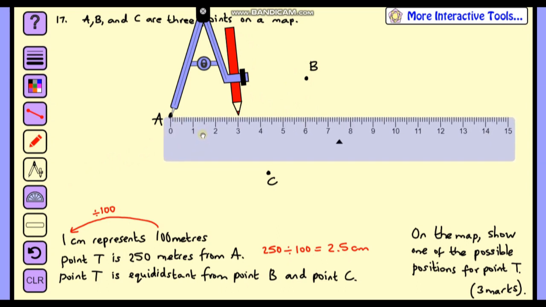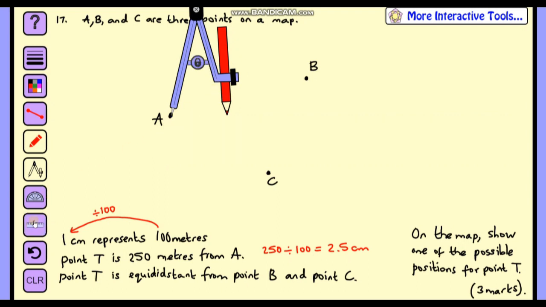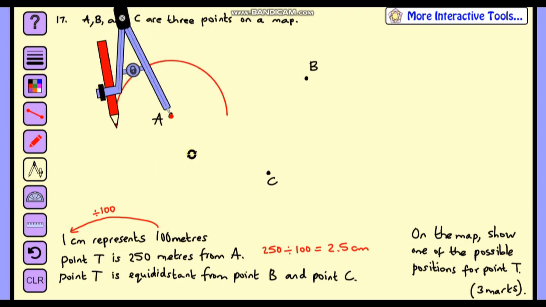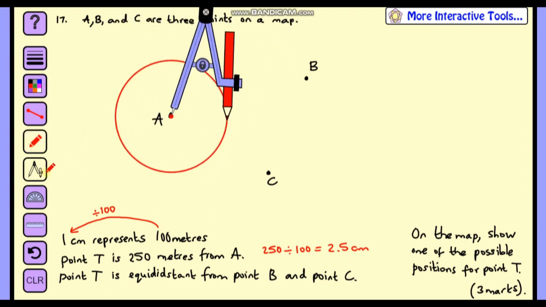It was already on A. So I just need to first of all unlock this. 2.5 centimetres will be there. Now if I lock it in place, get rid of the ruler, I'm going to draw a circle around A. There we go. Now I can get rid of the compass. So now I know that T is somewhere on this circle, because every point on this circle is 2.5 centimetres away from A.